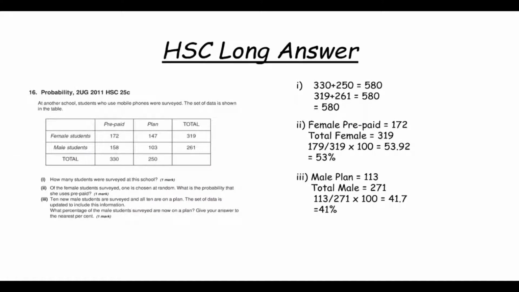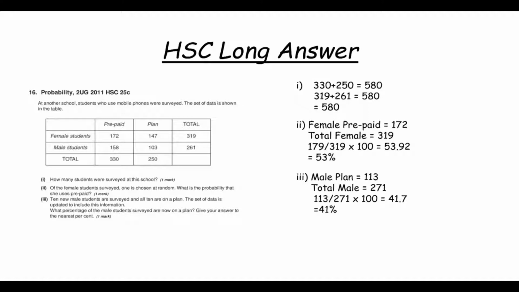Here is our second HSC question. The question gives us a table to read. The questions underneath are related to this table. The first question underneath the table asks us how many students were surveyed. You can figure this out by adding up the numbers in the total columns.